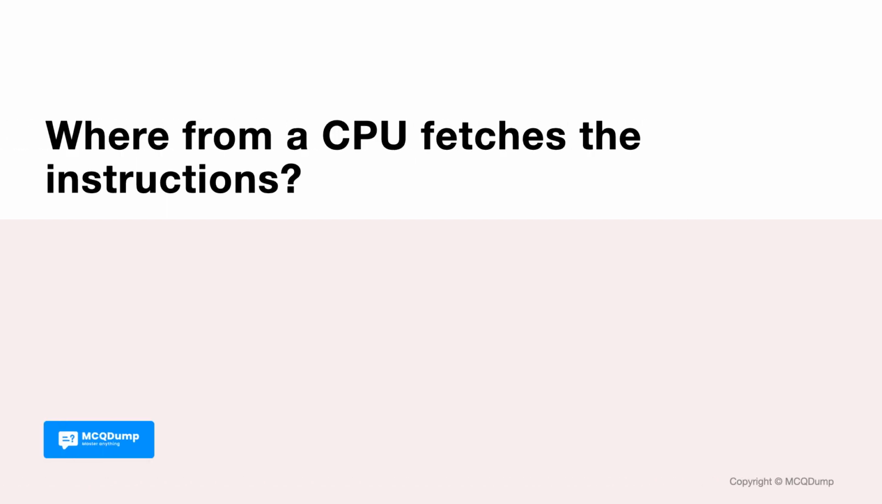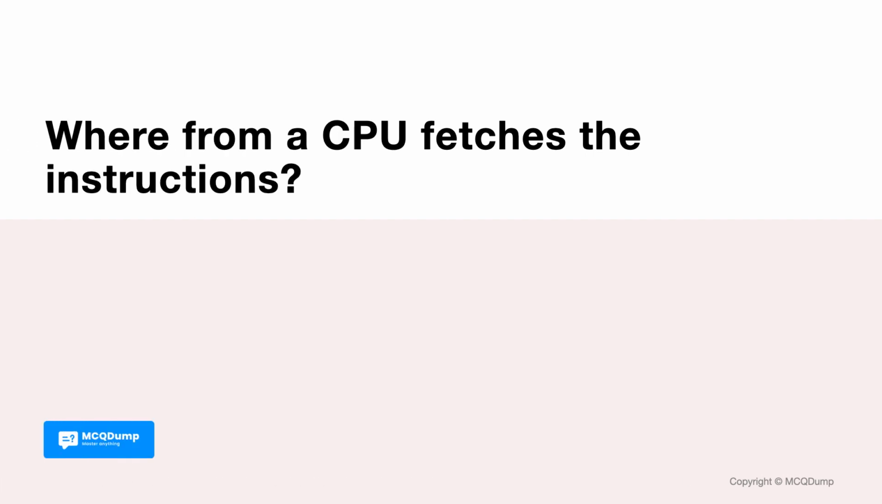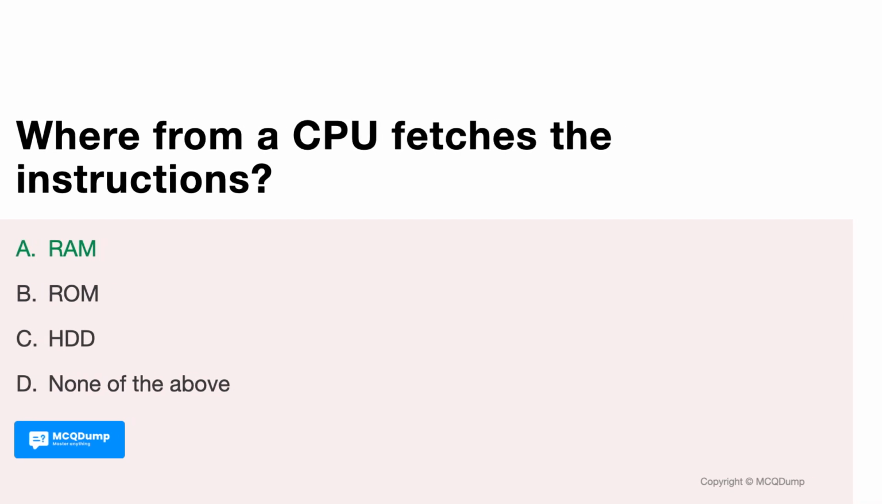Where from a CPU fetches the instructions? Options are A. RAM. B. ROM. C. HDD. And D. None of the above. Answer is D. All of the above. Even hexacore, 8 cores, octa-core are also there. As of 2019, the majority of consumer CPUs feature between 2 and 12 cores. Workstation and server CPUs may feature as many as 48 cores.